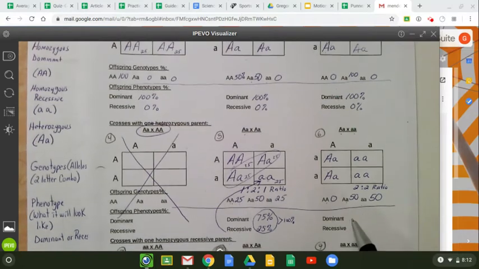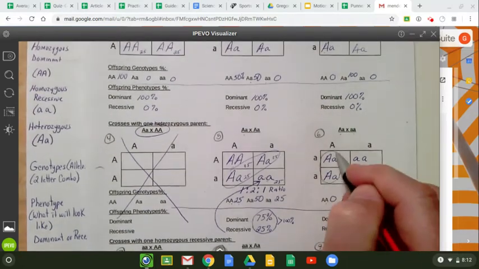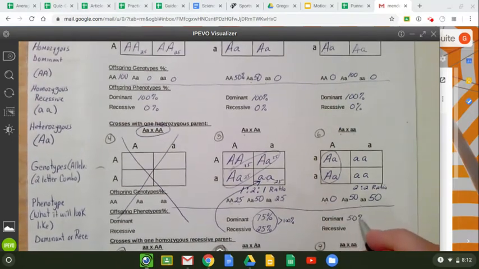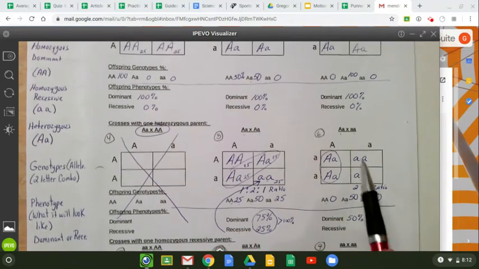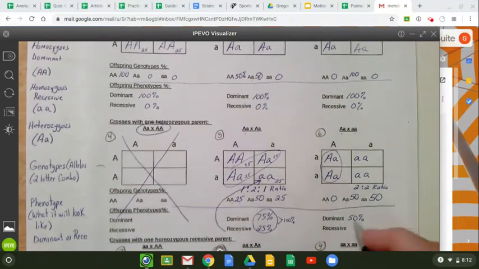All right, how many are dominant? What percentage is dominant? Well, there's only 2 boxes with a capital letter in it. 2 out of 4 is 50%. And then recessive, 50% of their offspring will be recessive.